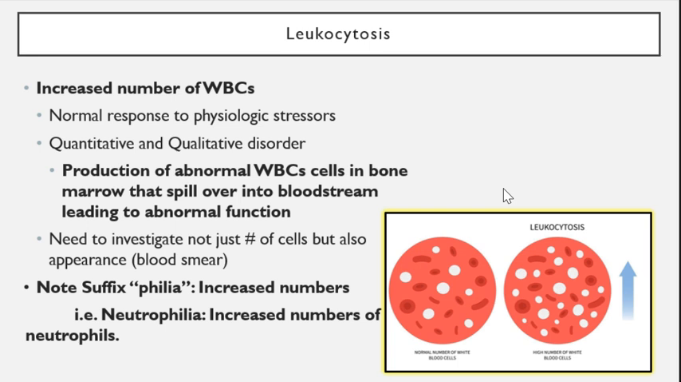The suffix philia also means increased numbers as well, and so if we have something like neutrophilia, what you're referring to is just an increased number of whatever that prefix is, where if it's neutrophilia, it's an increased number of neutrophils. So be able to recognize the suffixes and prefixes and know what each one is referring to.